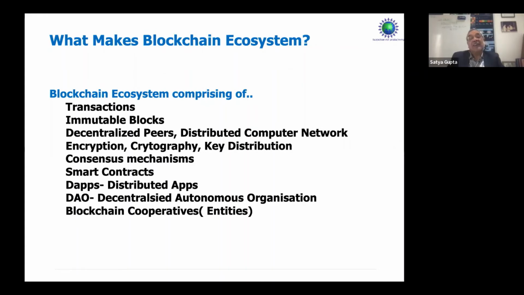These blocks are the records of the transactions. Immutable blocks, as I mentioned, cannot be changed. They are append only. Decentralized peers means peer-to-peer. They are not centrally controlled. A distributed computer network is our conventional internet. If I have a computer and I'm connected to the internet, then I'm part of a distributed computer network. That is the existing infrastructure which is used by blockchain, the starting point as far as infrastructure is concerned.